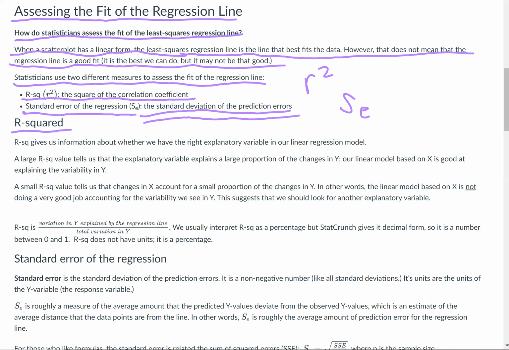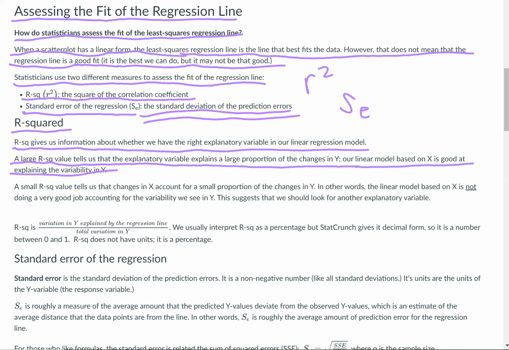First, we'll talk about R squared. RSQ, or R squared, gives us information about whether we have the right explanatory variable in our linear regression model. A large R squared value tells us that the explanatory variable explains a large proportion of the changes in Y. Our linear model based on X is good at explaining the variability in Y.